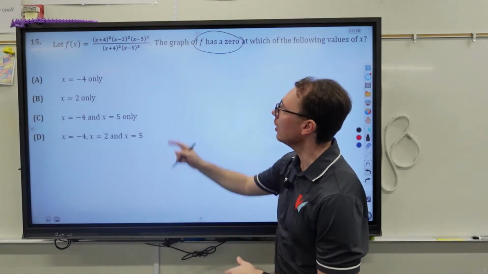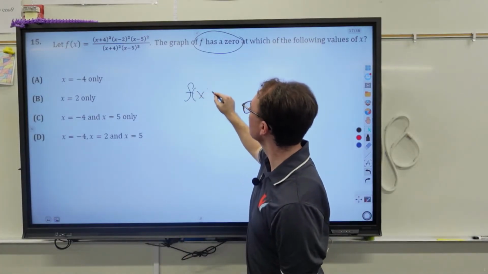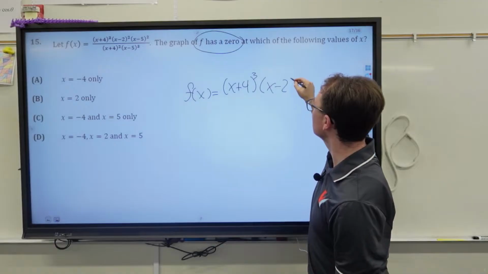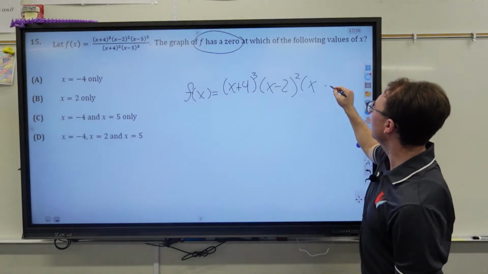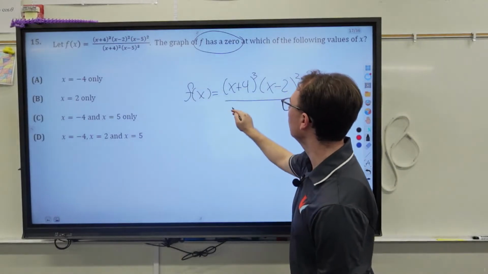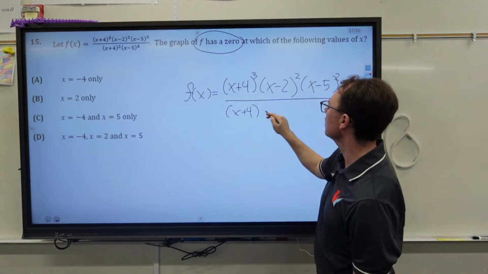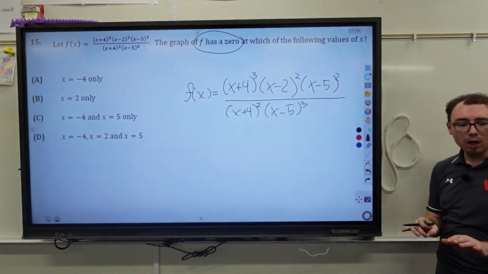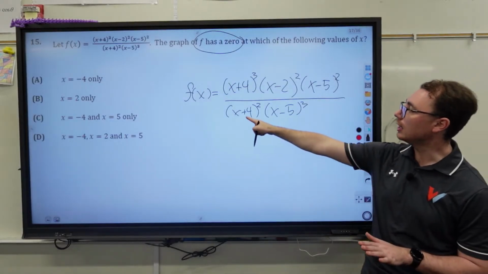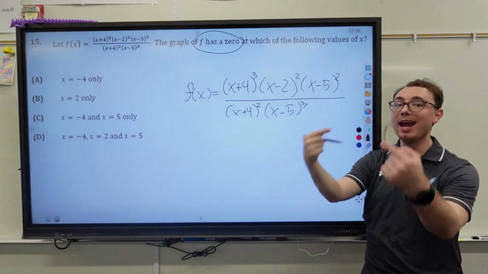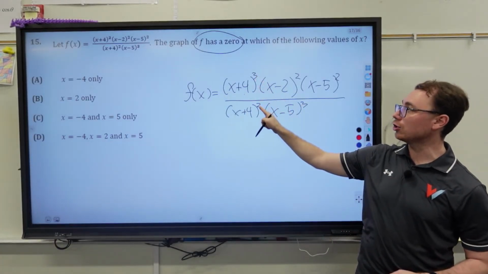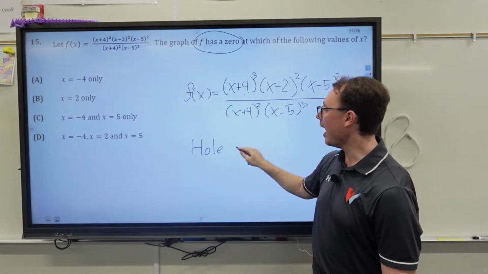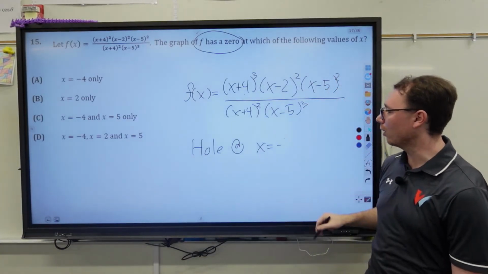So I'm going to rewrite this graph pretty quick. We have f of x is equal to x plus 4 to the third power, x minus 2 to the second power, and x minus 5 to the second power, all over x plus 4 to the second, x minus 5 to the third. For this problem, what I want you guys to see is that even though these values are repeating and the numerator exponent is greater than the denominator exponent, there's still a hole at x equals negative 4.